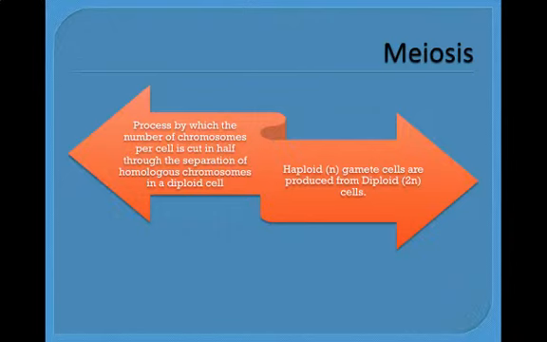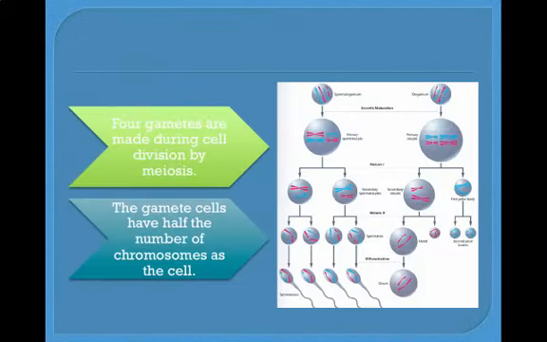So meiosis is going to be the process by which the number of chromosomes per cell is cut in half through the separation of homologous chromosomes in a diploid cell. Haploid gamete cells are produced from these diploid 2N cells. So 4 gametes are made by cell division, by meiosis. The gamete cells have half the number of chromosomes as a cell.